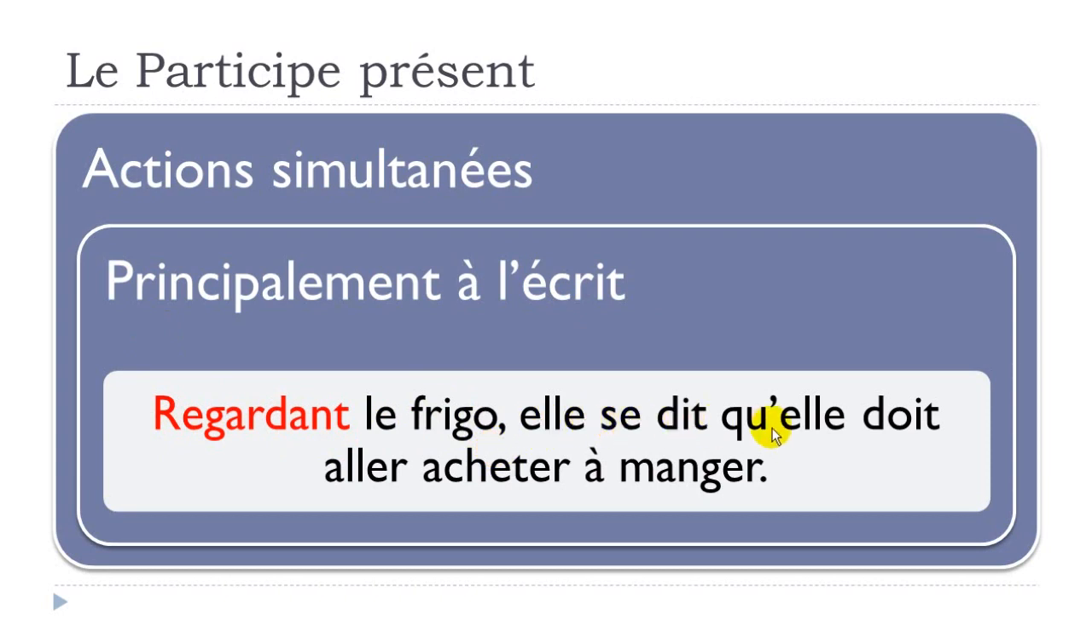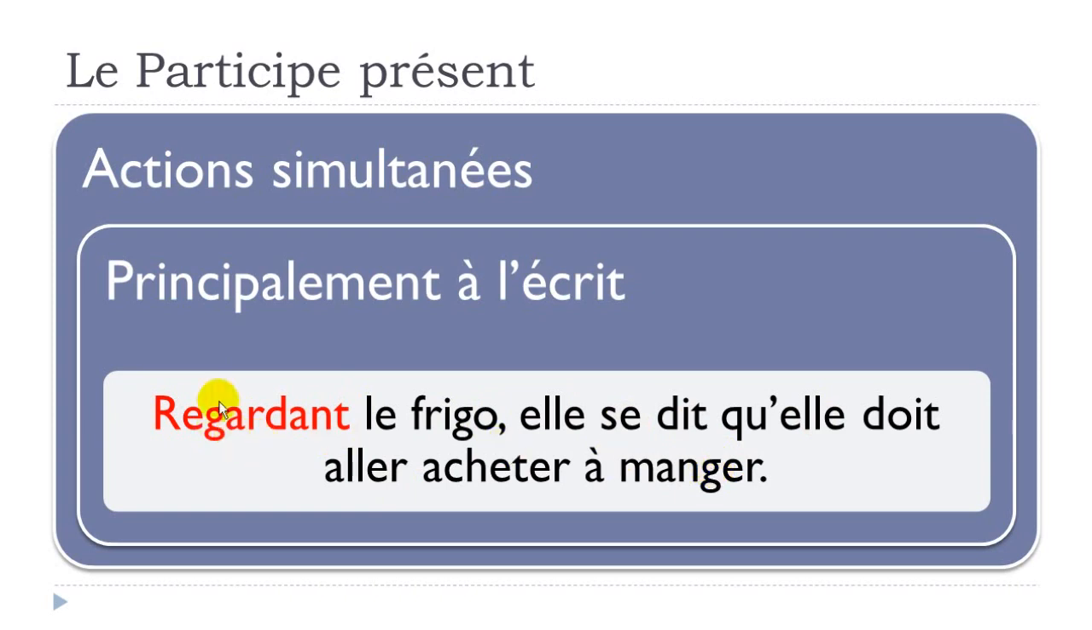Elle se dit qu'elle doit aller acheter à manger. Okay, so she tells herself, if you want, that she must go and buy some food. Donc, regardant le frigo, elle se dit qu'elle doit aller acheter à manger. Okay, so in that case, when you put this participe présent here, well, clearly it's because you want to say that this first thing here and the second thing here, well, they are happening at the same time.